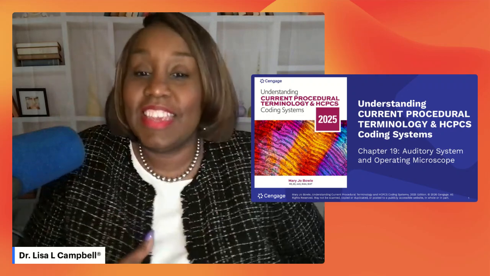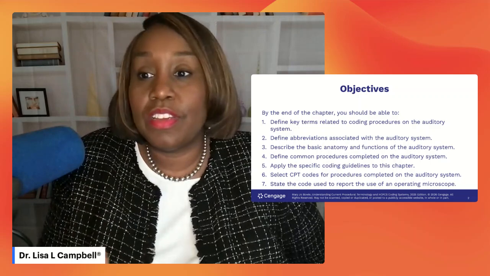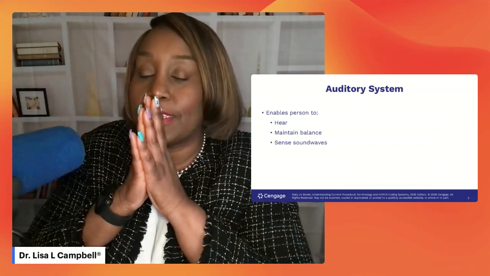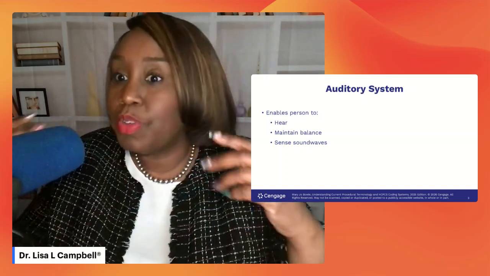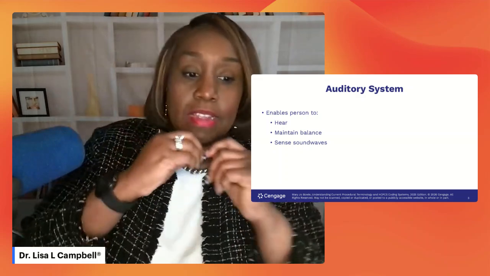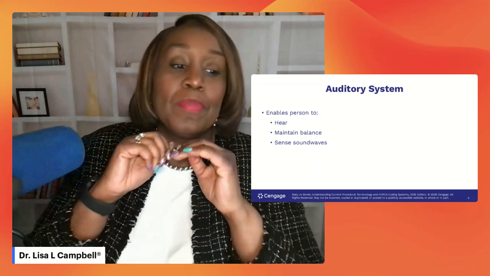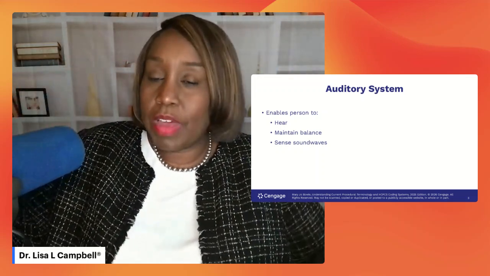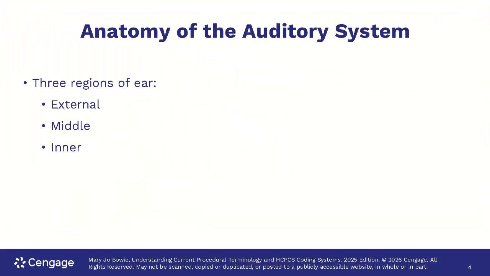Woohoo! Let's dig in. Auditory system and the operating microscope. You know the deal. We have all of these objectives, same chapter. All right. So the auditory system enables a person to hear and maintain balance when the head and body move. The structures of the ear actually pick up sound waves that are then interpreted by the brain. So let's dig into some of this anatomy.